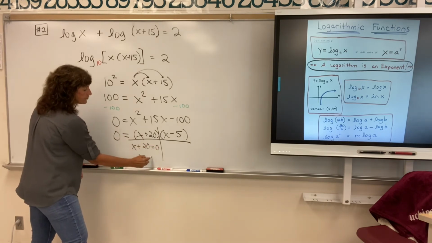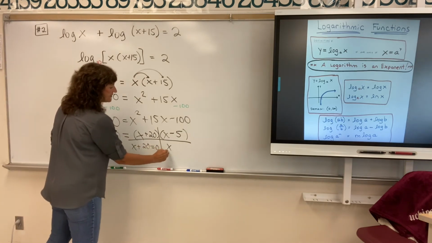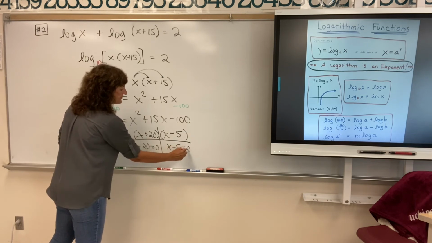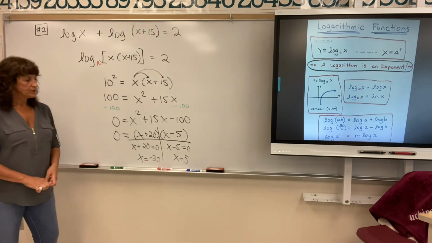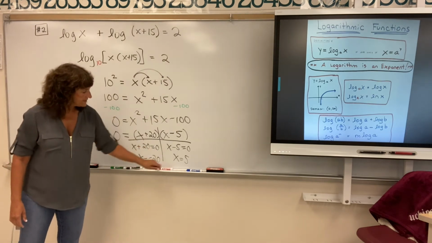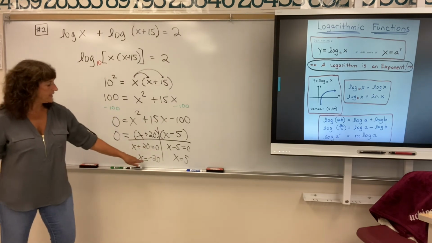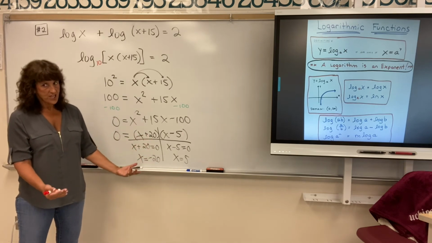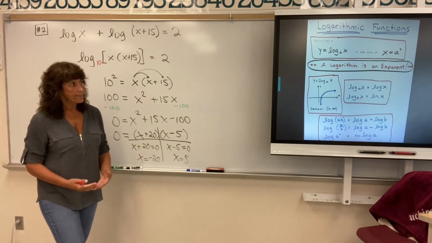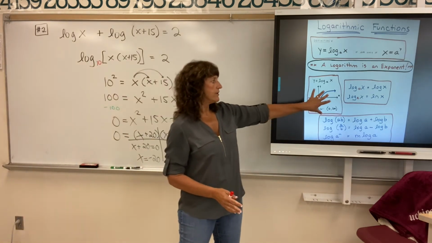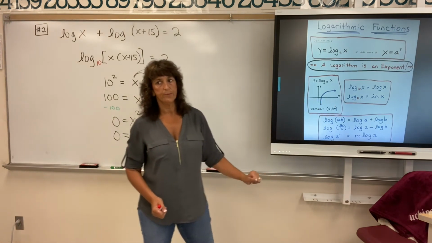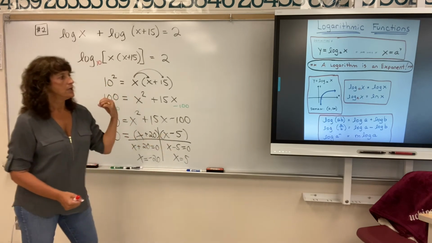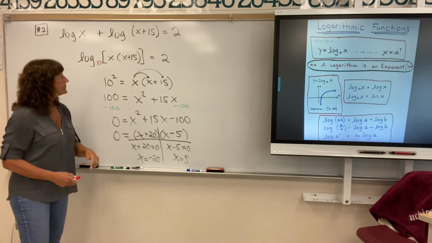So we have a negative 20 here, and a positive 5 here. Looks like we have two answers, but we have to check our answers. We have to be careful with logarithmic functions. The domain of a logarithmic function is only positive numbers. You cannot take the logarithm of a negative number.